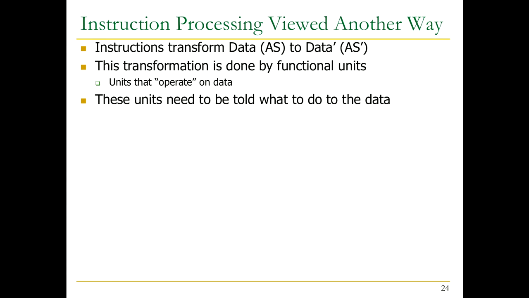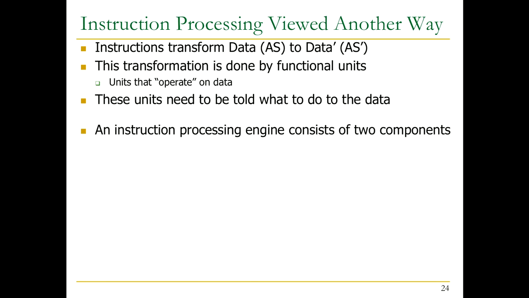But basically, you transform data to data prime when you operate architectural state to architectural state prime. And this transformation is done by the functional units. These units need to be told what to do with the data, right? So we have two components, and you've already seen these, but I want to name them.